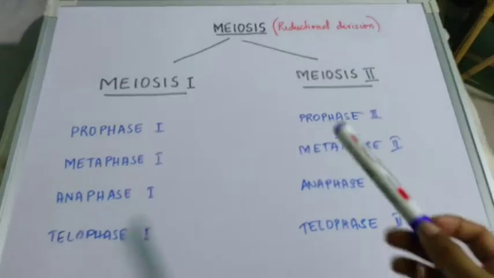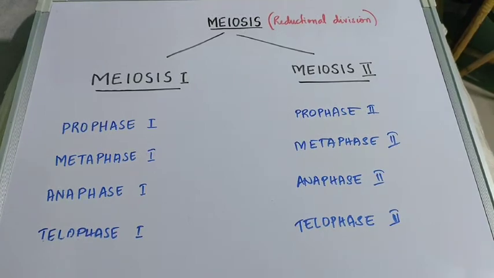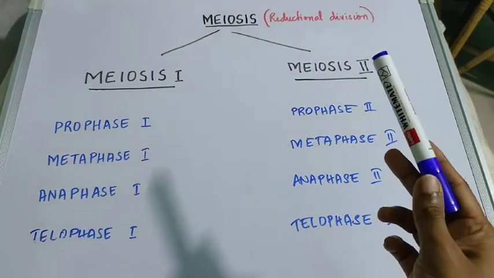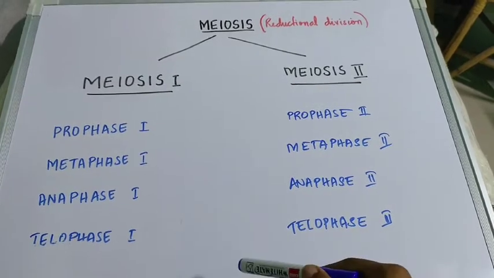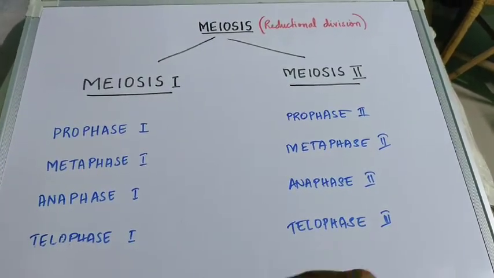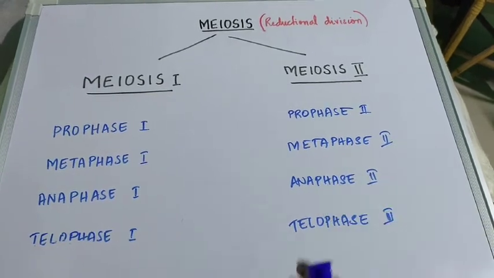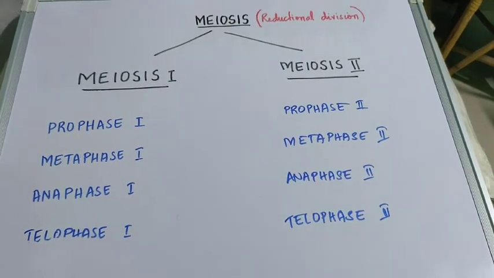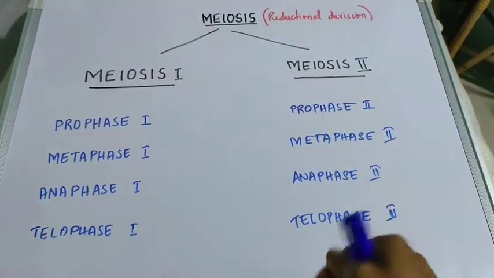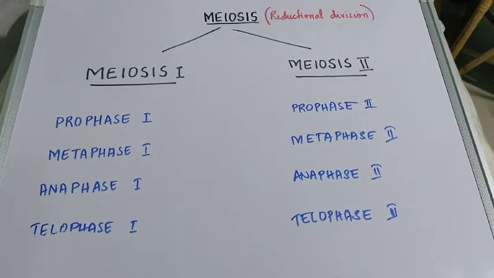Today we are going to learn about the next type of cell division, that is meiosis. As I've already said, meiosis can also be called reductional division. Like you have seen in mitosis, there are four stages: prophase, metaphase, anaphase, telophase. They become the part of karyokinesis. And once all these stages are over, cytokinesis follows, isn't it?